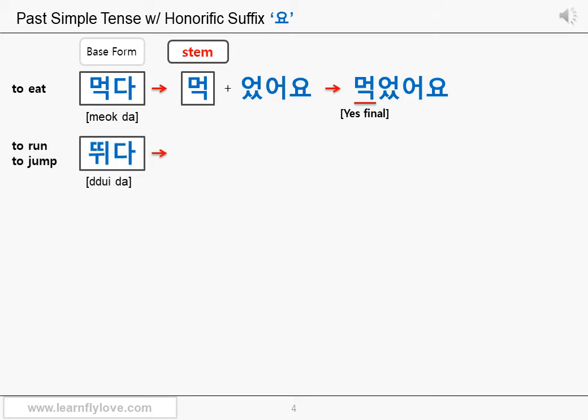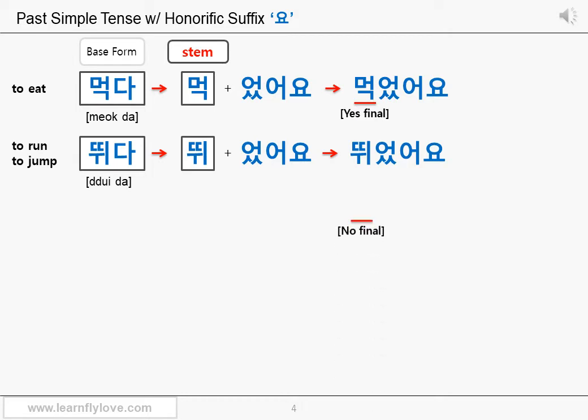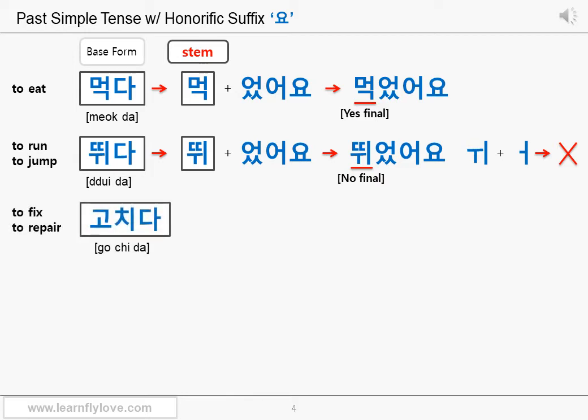Next, 뛰다, which is the base form of the verb to run or to jump in Korean. The stem is 뛰, and it has 위 vowel, so you add 없어요 to put the predicate in the past tense. 뛰었어요. The last letter of the stem, 뛰, doesn't have a final consonant, but you cannot make a legitimate compound vowel with the combination of 위 vowel and the vowel. So you cannot combine the 뛰 sound and the sound together. So it's just 뛰었어요.